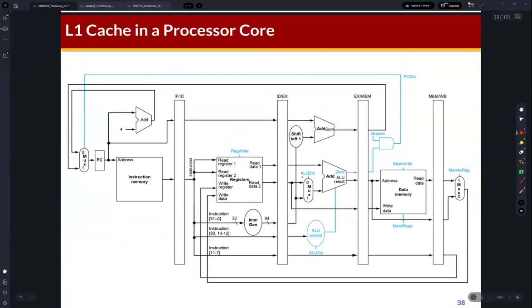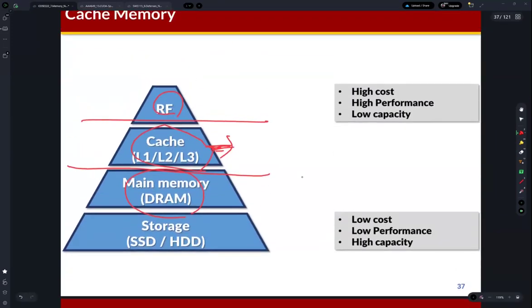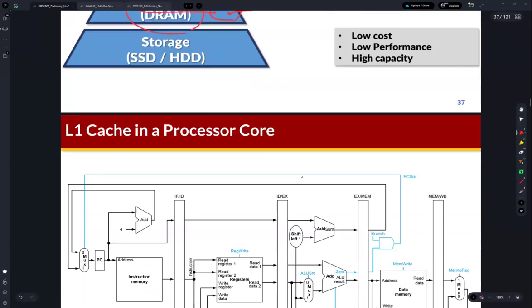Also, where are the caches? This is the processor core, the 5-stage pipeline architecture we learned in chapter 4, right? Then where is our cache? You can find that this is the register file, and the core is here, the CPU core. So this is the register file, and then cache and main memory. Main memory is here. This is memory.